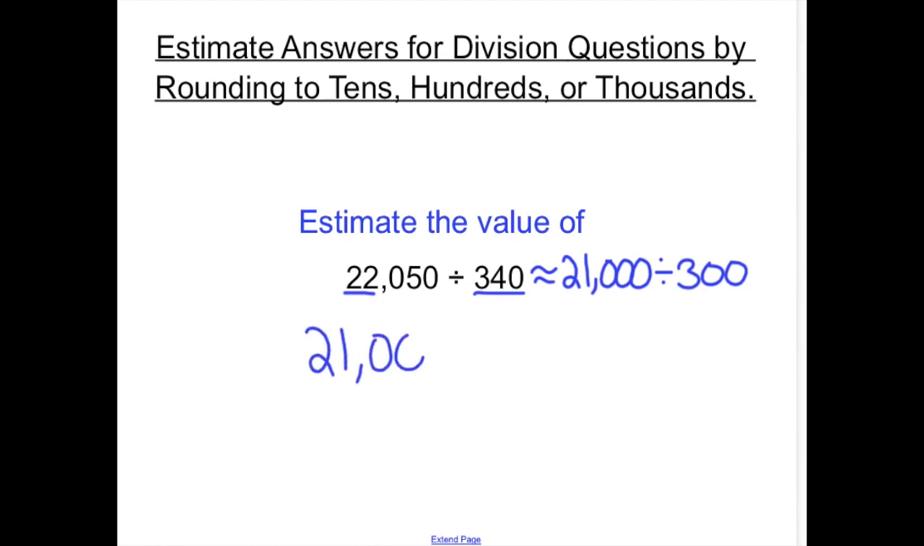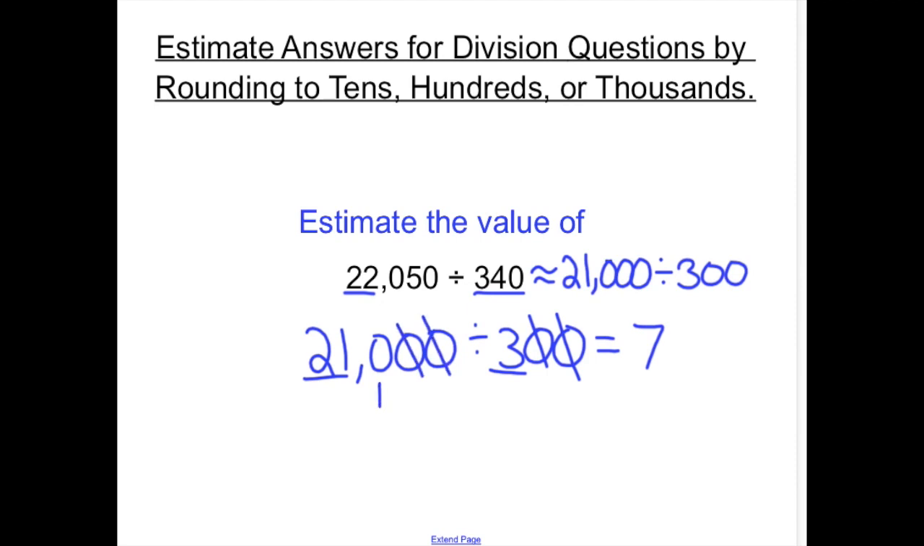So we have 21,000 divided by 300. I'm going to take a look at my non-zero digits. 21 divided by 3 equals 7. And now I have to take a look at my zeros. I'm dividing by 300, so I'm going to take 2 zeros away from my dividend.